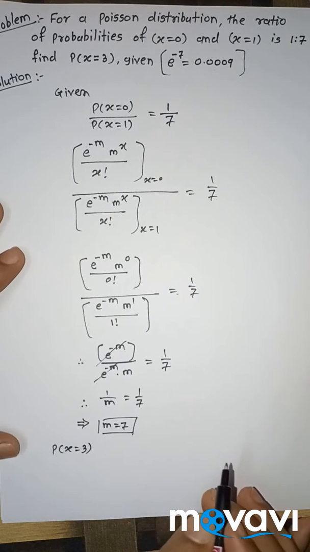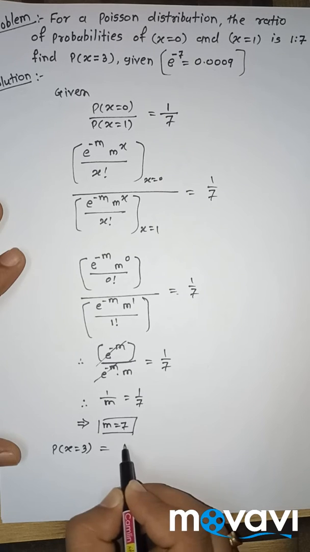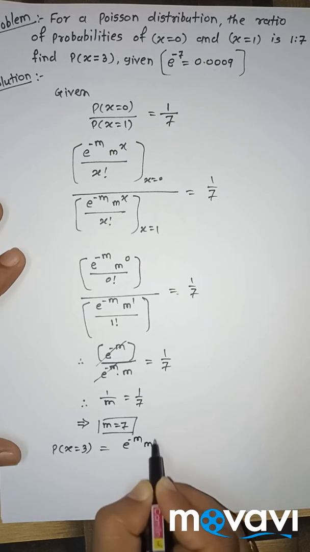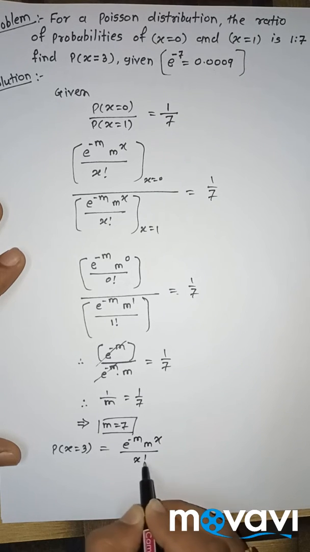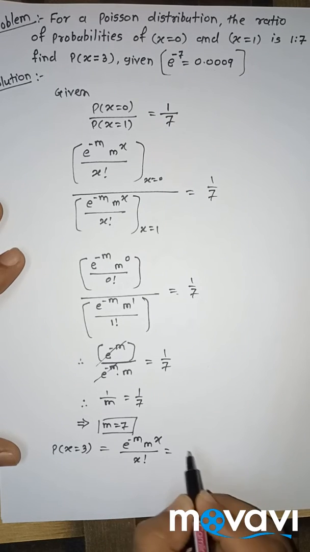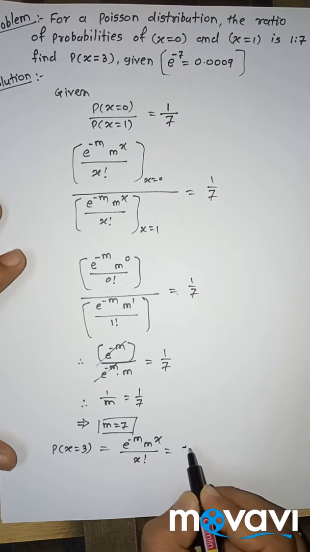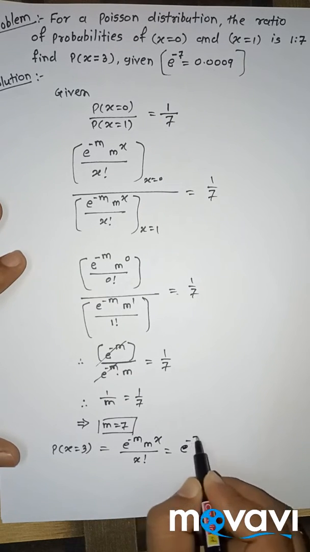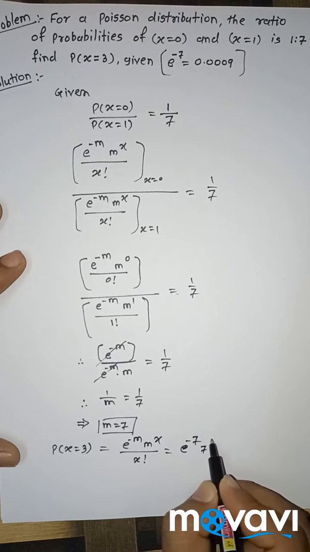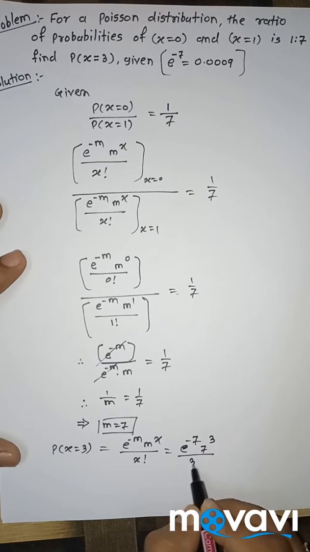Then probability of X equal to 3 is equal to e raised to minus m, m raised to x upon x factorial. This is equal to e raised to minus 7, 7 raised to x is 3, upon 3 factorial.